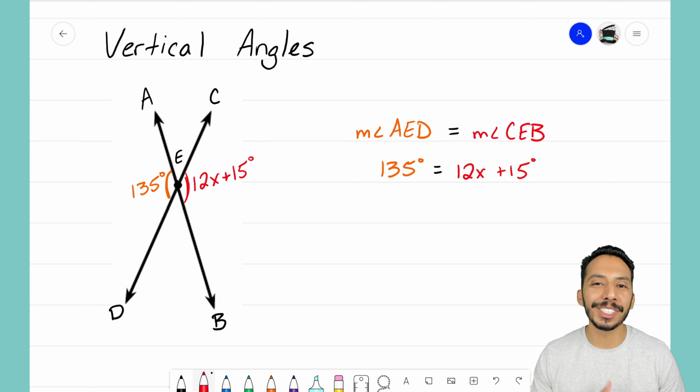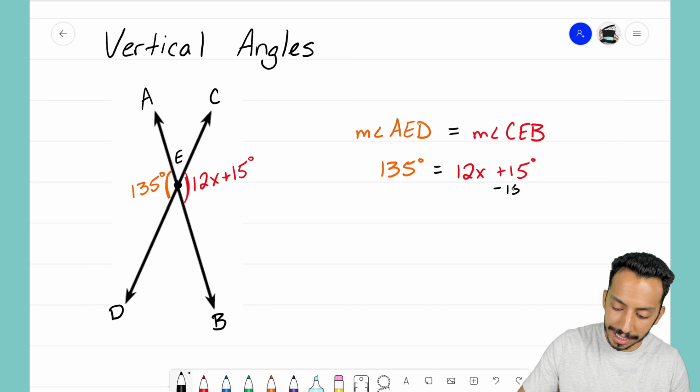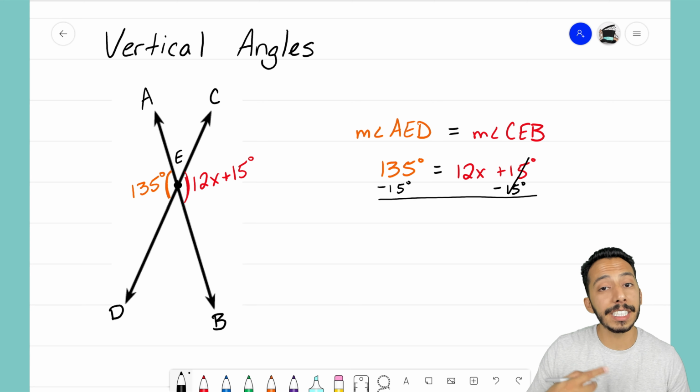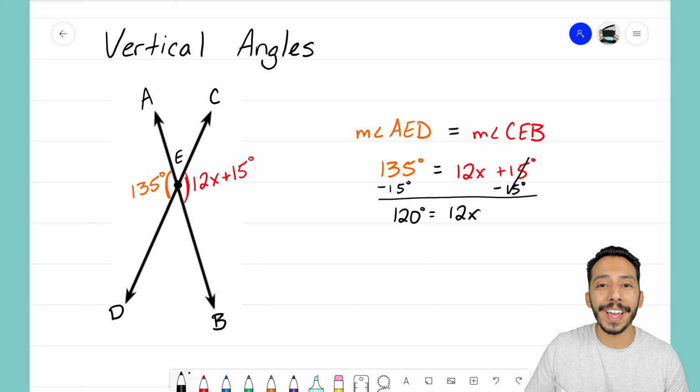And look there, I have a two-step equation that I need to solve. We just got to use a little bit of algebra, and we'll know what x equals. So to solve this out, I think I'm going to go ahead and subtract 15 degrees on both sides. By doing that, the 15s will cancel on the right. They zero out. Let's see, 135 minus 15. I think that's 120 degrees. It's going to equal 12x.